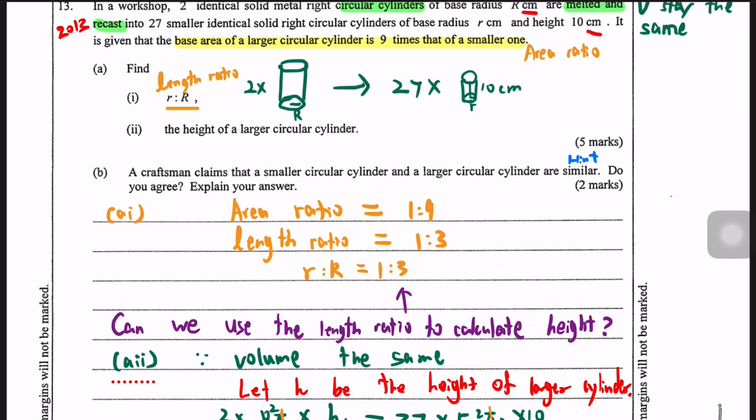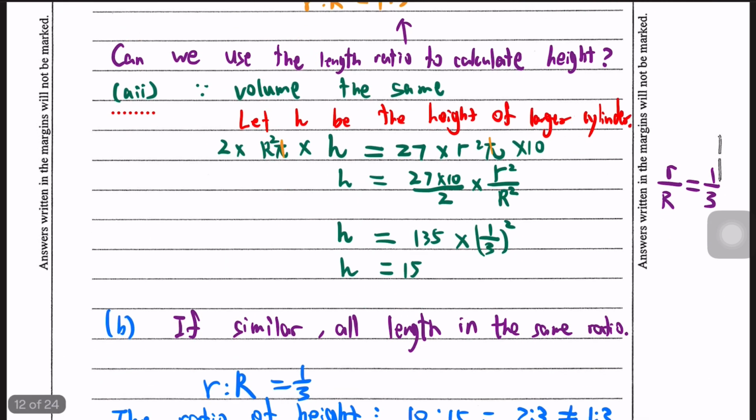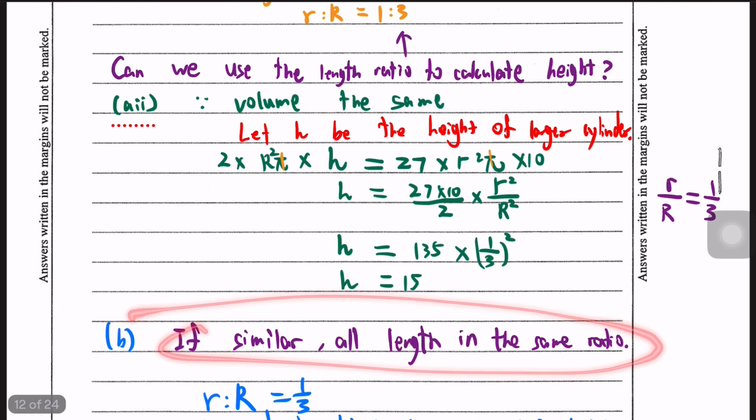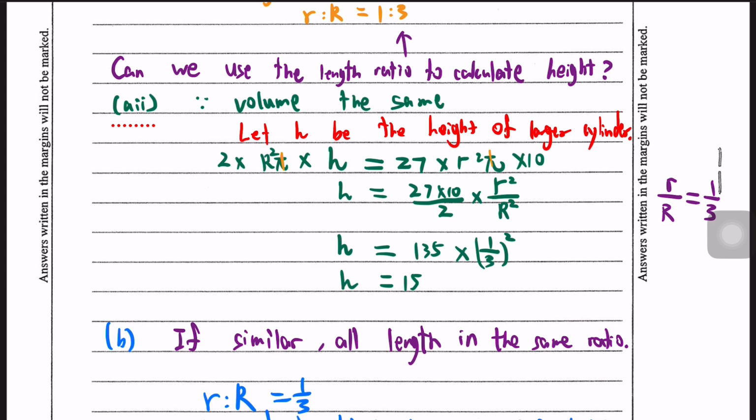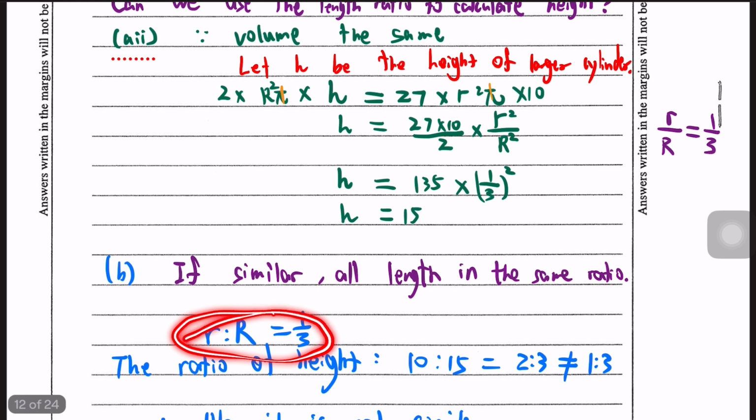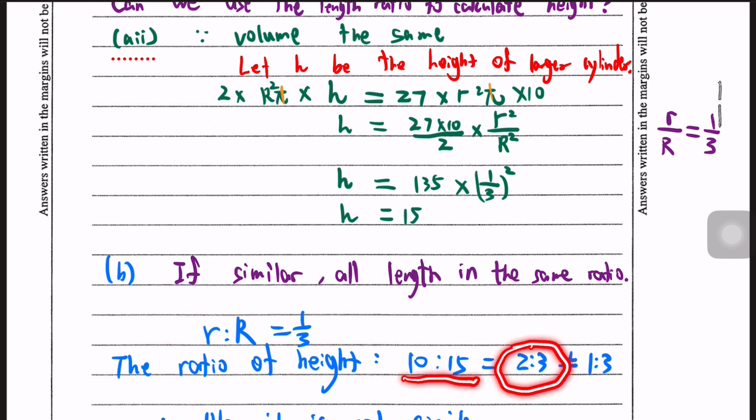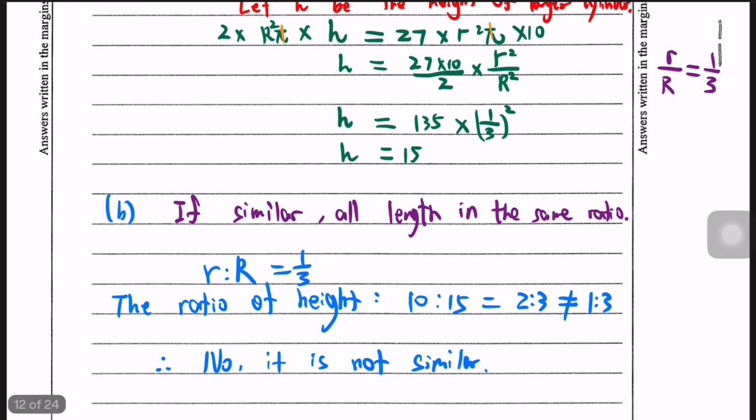Okay, so question B asks if they are similar. If they were similar, it wouldn't ask this question, right? It means that when you're doing this one, you cannot find the height by the theory of similarity because they are not similar. Okay, so if it is similar, all the lengths will be in the same ratio. So we just need to check all the lengths we have, are they in the same ratio? Now we have the radius 1 to 3. We find the height 10 to 15, which is 2 to 3, so it's not 1 to 3. We do not agree with it.